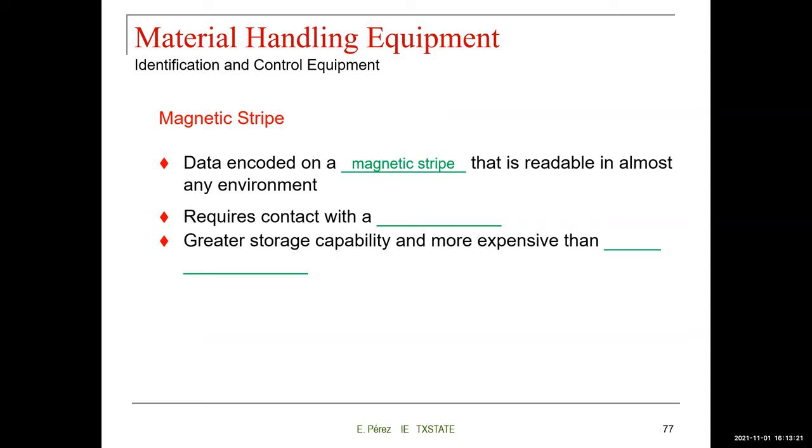The magnetic stripe, this has data encoded on a magnetic stripe that is readable in almost any environment. This one requires contact with the reader. So this will be like a credit card in which you have to slip it in order to get the information. Greater storage capability and more expensive than barcodes.